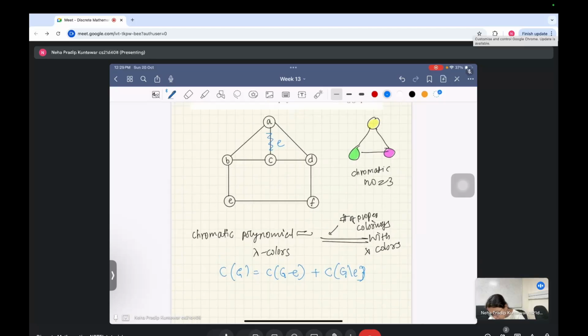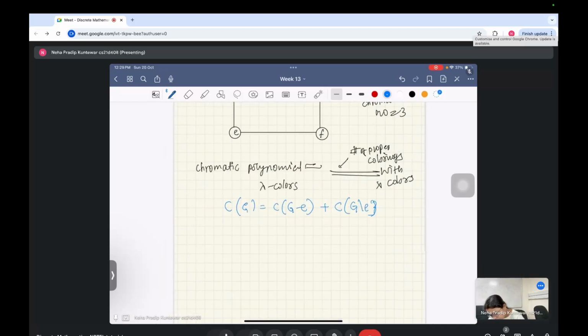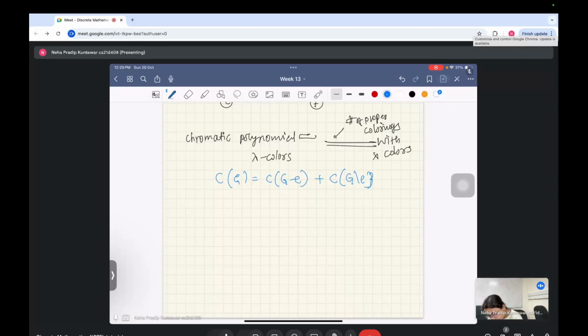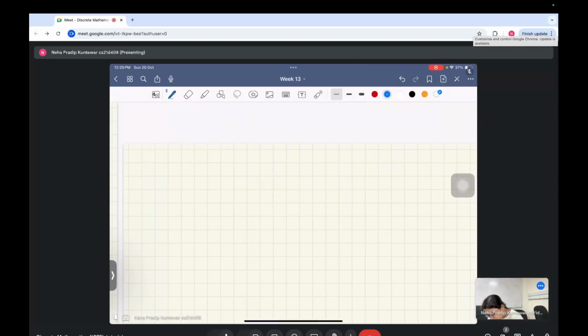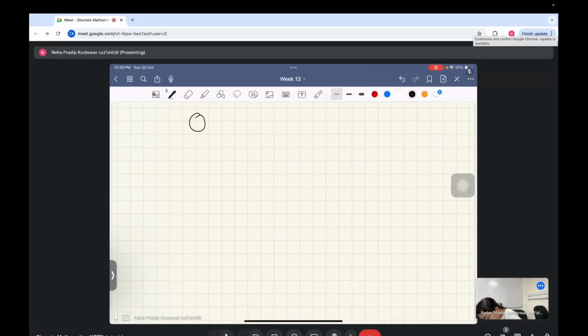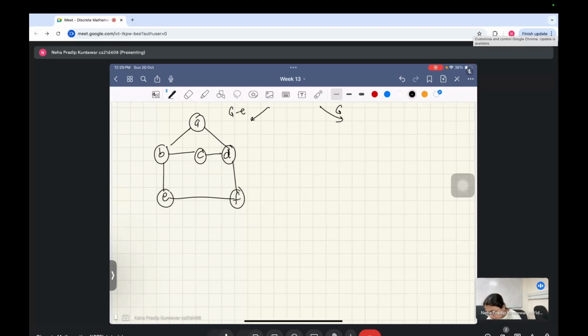So what I get is 2 graphs. Maybe I'll do it on a new page. If I delete that edge, then I get A, B, C, D, E, F. This is G minus E. And if I contract that edge, then I get B, A, D, E, F.